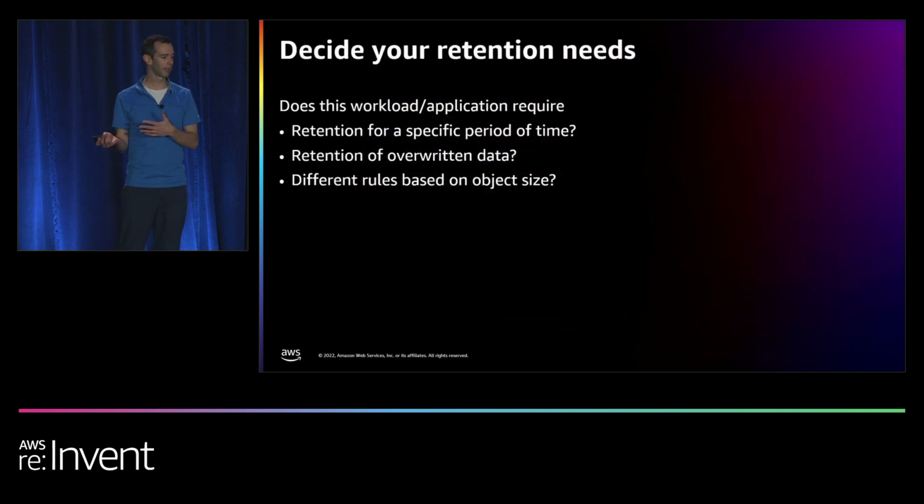So let's think about retention. What's the right time period for retention? Should I retain overwritten data, and for how long? And should I have different rules based on object size? I want to make you aware of that feature, so we'll show an example later on. But now that I'm seeing 64% as non-current versions, it feels like there's an opportunity here.